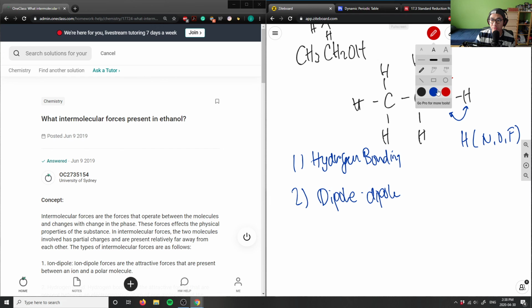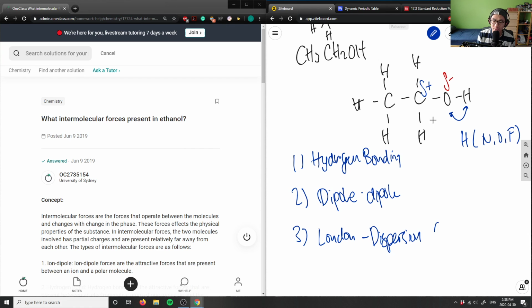And then finally, my third, last but not least, I have London dispersion forces. And this is the weakest intermolecular force in this compound here. So I have London dispersion forces, but this contributes very, very little in terms of my intermolecular forces. And it's just the weak electrostatic forces that are formed in the carbon-hydrogen bonds here.